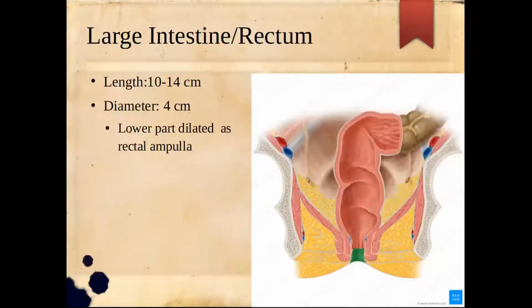How long is the rectum? 10 to 15 centimeters long. Okay. Diameter is about 4 centimeters, and the lower part of the rectum is dilated. We call it the rectal ampulla. Okay.